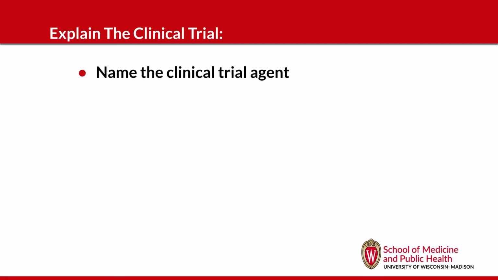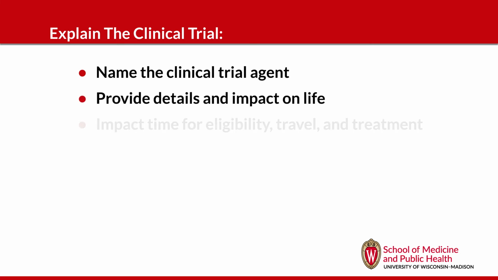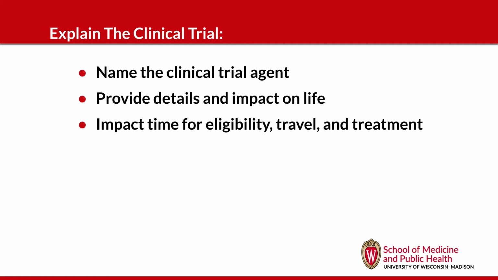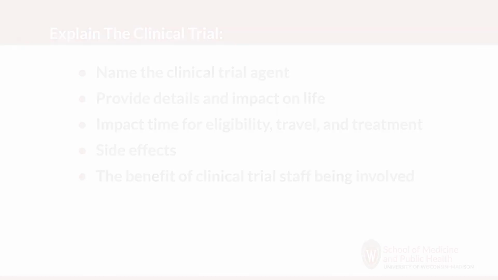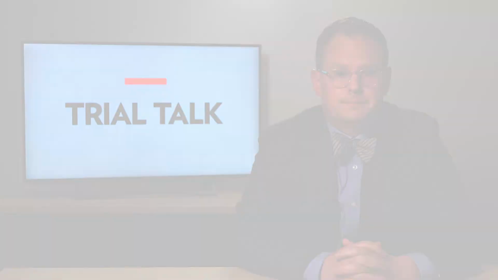We are now ready to talk about the clinical trial and follow our process of naming it, describing the impact and its efficacy. Name the clinical trial agent. Next, provide details and impact on life. Consider the impact on their time for eligibility, travel, and treatment, side effects, the benefit of clinical trial staff being involved. Acknowledge the uncertainty and also any optimism you have about the new therapy. Experienced users of the tool will discover the patient naturally prompts the clinician through the conversation.